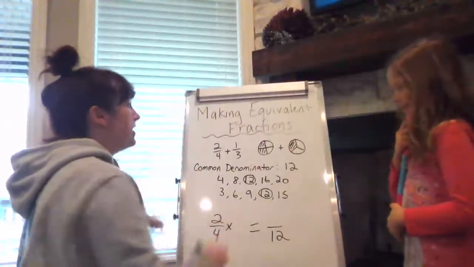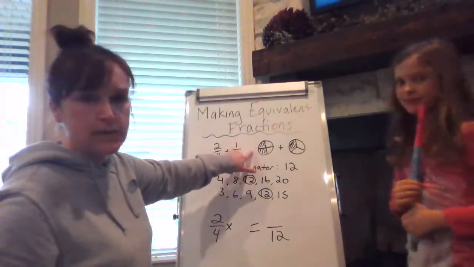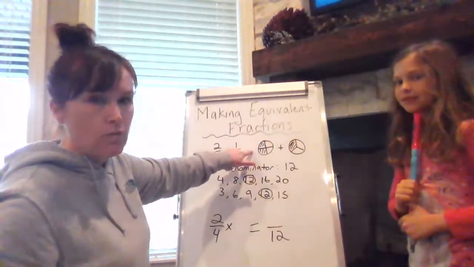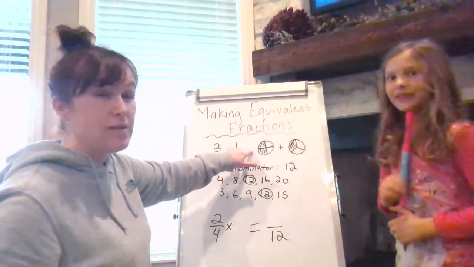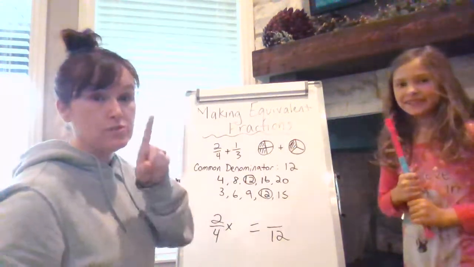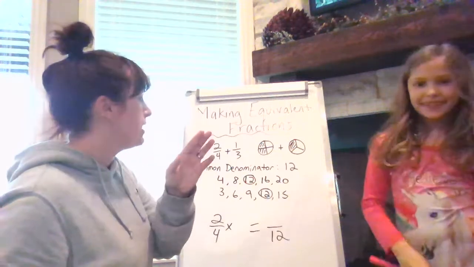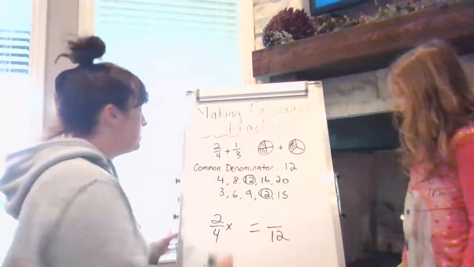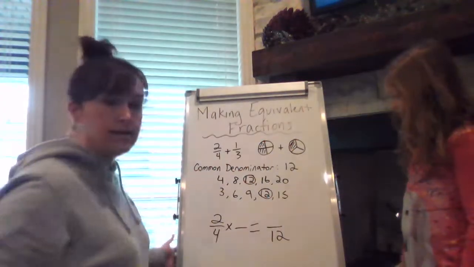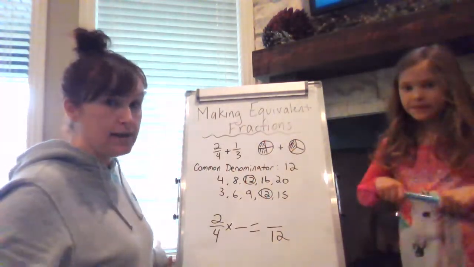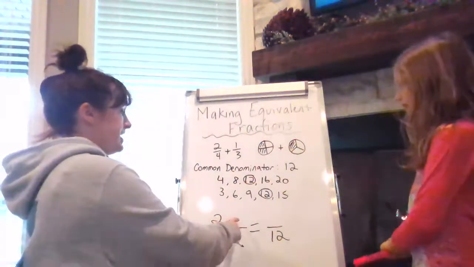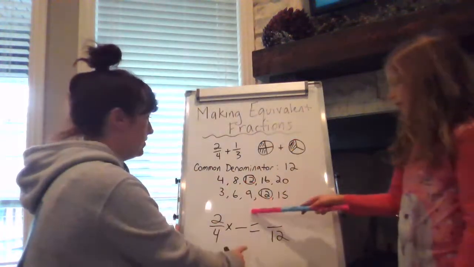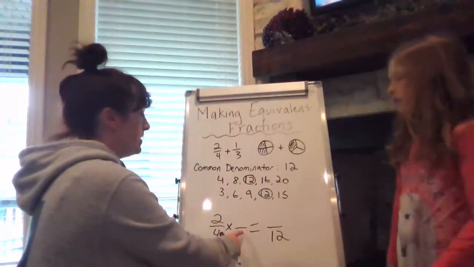But let's not forget, we don't want to change the amount of pizza we have here. We want it to stay the same. So we've got to multiply it by something that's the same as 1. Because when we multiply things by 1, they stay the same. So we're going to need to multiply this by a fraction that is equal to 1. So it's going to have to be the same on the top and the bottom. The numerator and the denominator will be the same.